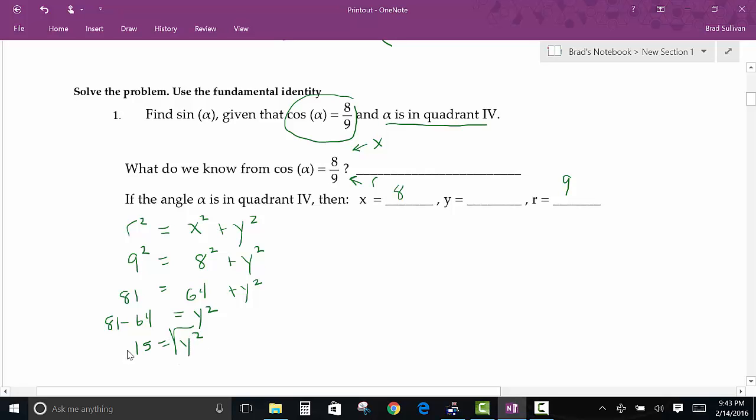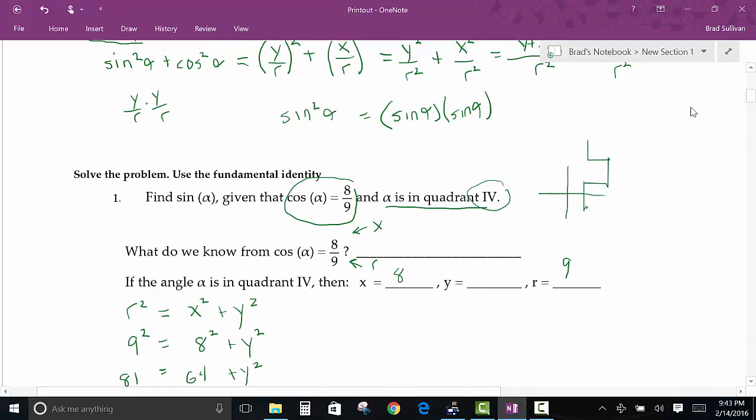And then if we do the square root of both sides, we get plus or minus the square root of 15. Now the thing that was given in this is you're given quadrant 4. So if you're in quadrant 4, you know that.